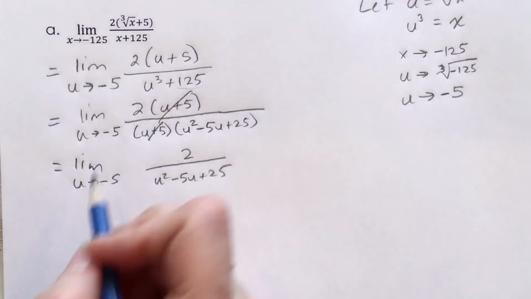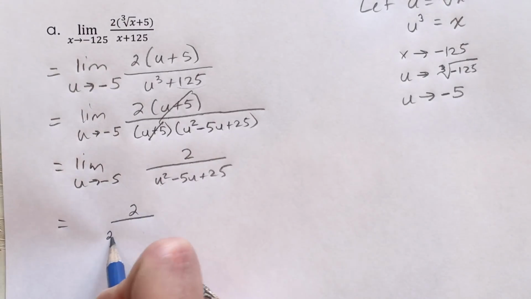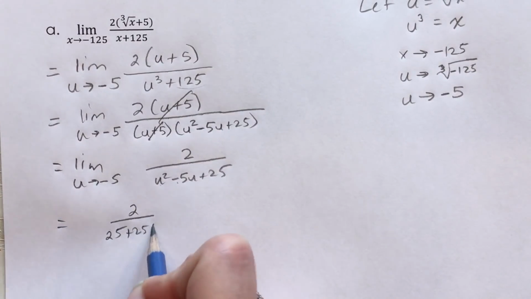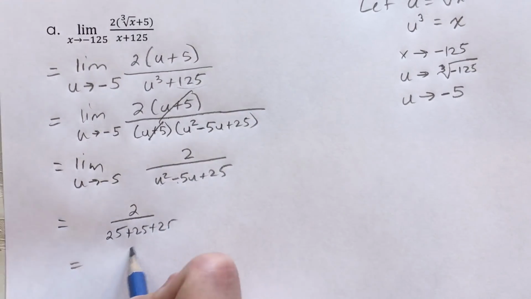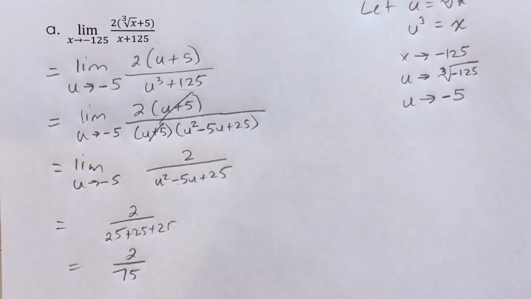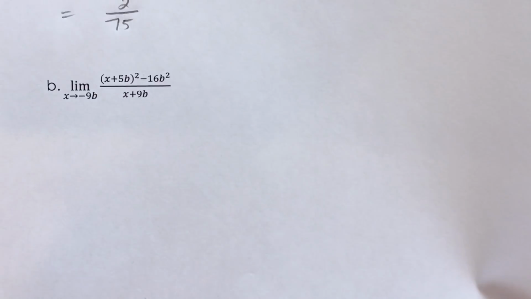Safe to let u approach negative 5 now. So negative 5 squared is going to be 25, minus 5 times negative 5. So we're going to end up getting 2 over 75. All right, so that one was done using a change of variable. The next one looks complicated as well.